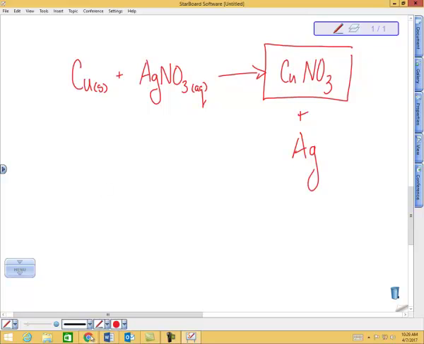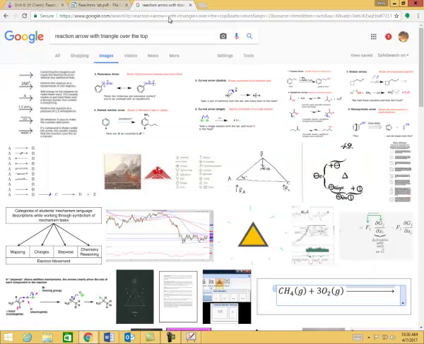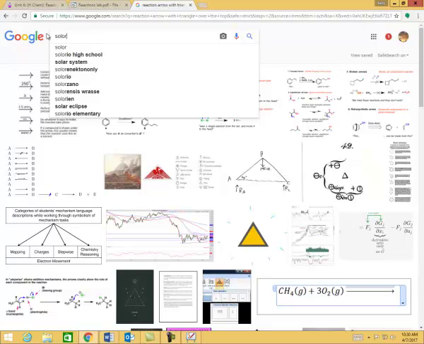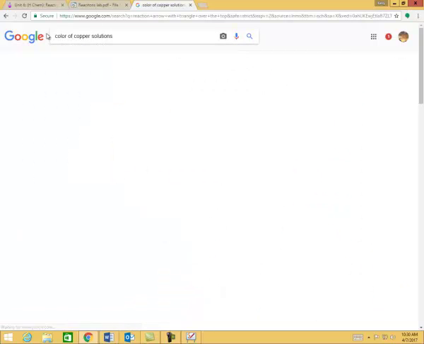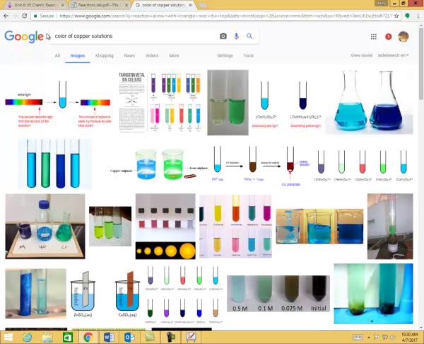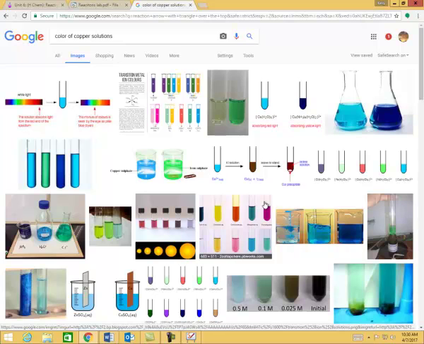So you would probably go to Google and search for the color of copper solutions. Wow. There's a whole bunch of stuff here. Isn't this cool? Okay, so dig in here. And remember, if you're looking at something like this, what do you have to do at the very end? Cite your sources.